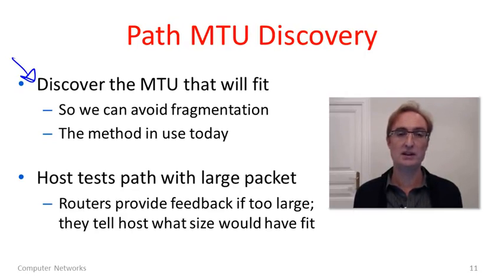The host is essentially going to try and send the data, and as a side effect it's going to test the network. It will send a large packet with the data it wants to get through. Hopefully that will get through. But if it doesn't, because it's too large, then routers will send feedback to the host telling it what size packet would have fit through the network. That way the host can discover how large packets it can send through the network.